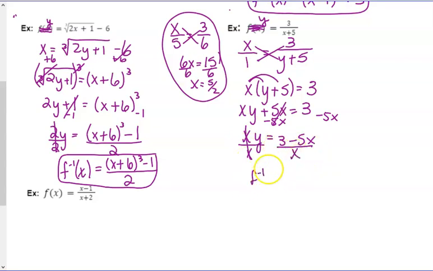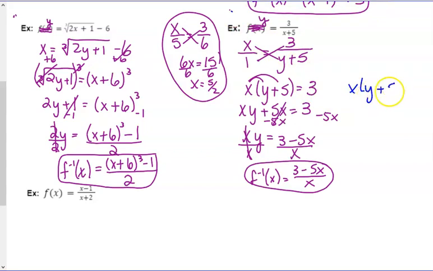So one way to write f inverse here would be 3 minus 5x all over x. That's one way. Now, the other way would be, from this step, I have x times y plus 5 equals 3. If you see that this is a product between two things and you wanted to go ahead right now and divide by x, you could. That goes away, leaves me with y plus 5 equals 3 over x.